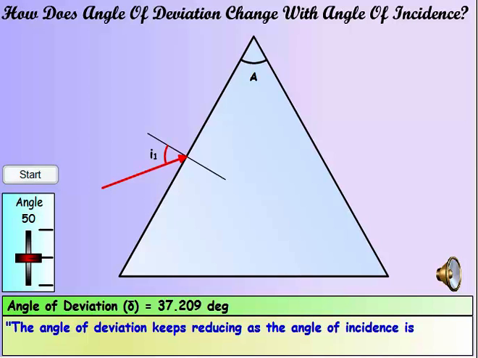As the angle of incidence keeps increasing, the angle of deviation keeps reducing. It reduces to a minimum value before it starts increasing as the angle of incidence increases.